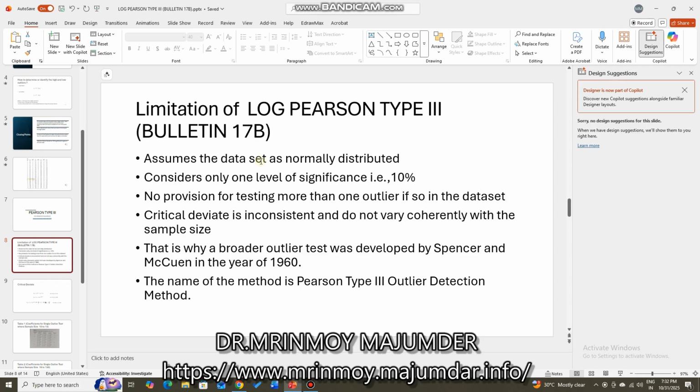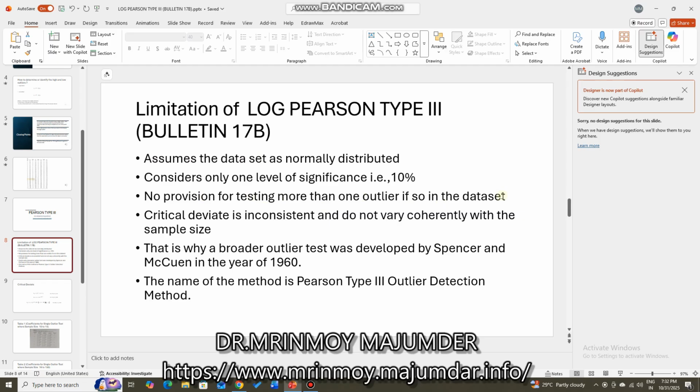Third point is, there is no provision for testing more than one outlier. That means you can identify only one outlier from your dataset, not more than that.